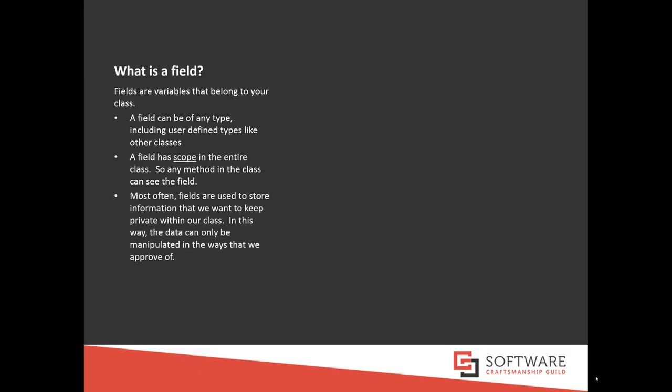Most often, we use these fields to store information that we want to keep private in our class. Why would we want to keep data private? Because we want to protect it from people meddling with it in ways that we don't approve of. We can mark fields as public. It's permissible. If you mark a field as public, then anyone who has the class can set it to whatever they want directly, just like any other variable. This is not common, however. If we have public data, we usually use properties, which we're going to get into in just a moment.